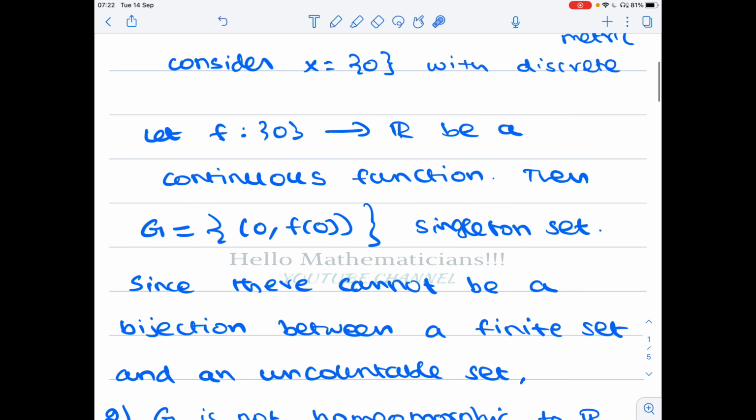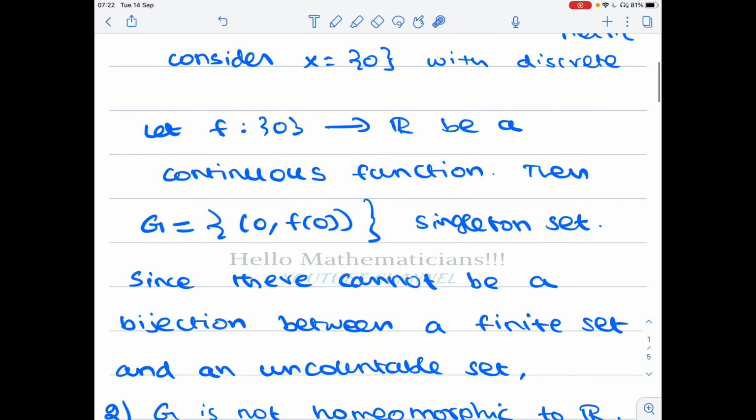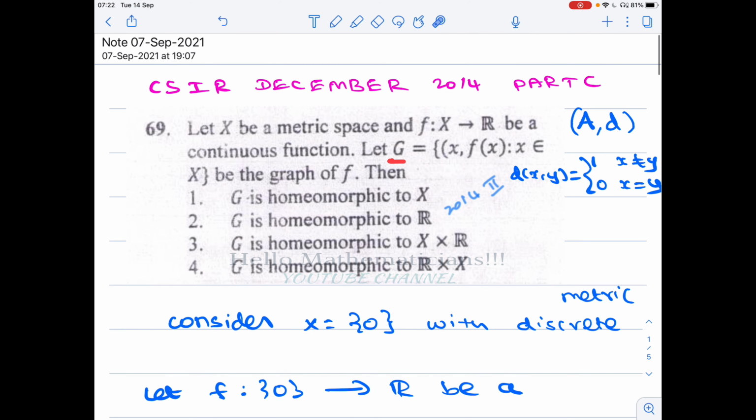So now here we are looking at singleton {0} with the discrete metric, so every function will be continuous. In particular, I take one such function f from {0} to R, a continuous function. Then we look at the set G. It contains the set of all (x, f(x)) such that x belongs to X. For each x in X, you have a point (x, f(x)) in the set G. Here there should be a bracket.